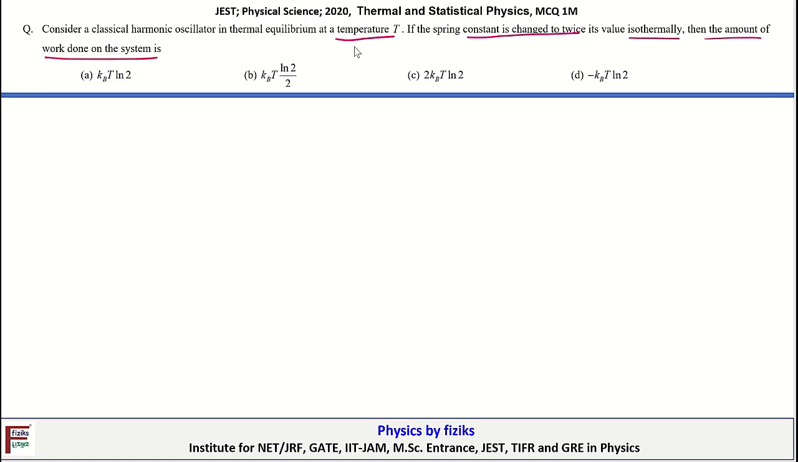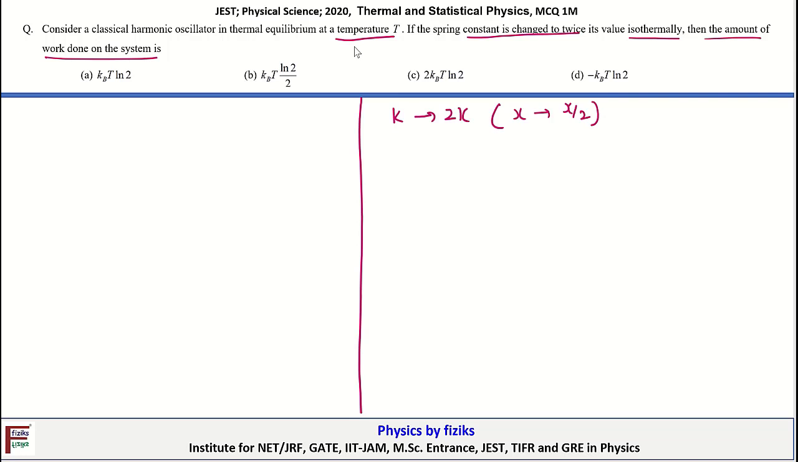Okay, so we know that when the spring constant is changed, it's subject to a change in length. Or in other words, when the length of the spring is changed, its spring constant also changes. So according to the given situation in the problem, the spring constant is changing from k to 2k, or in other words, its length is changed from x to x by 2 if x is the equilibrium length. By making it half its initial length, its spring constant becomes doubled.